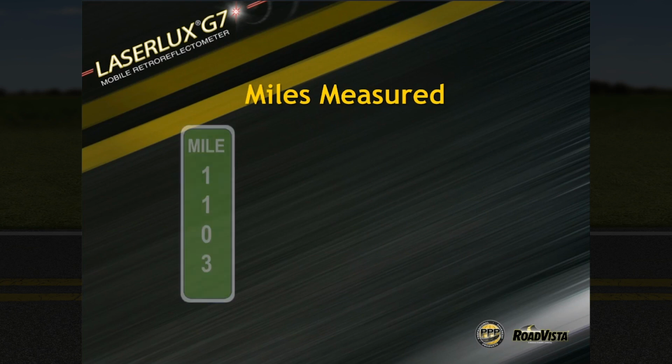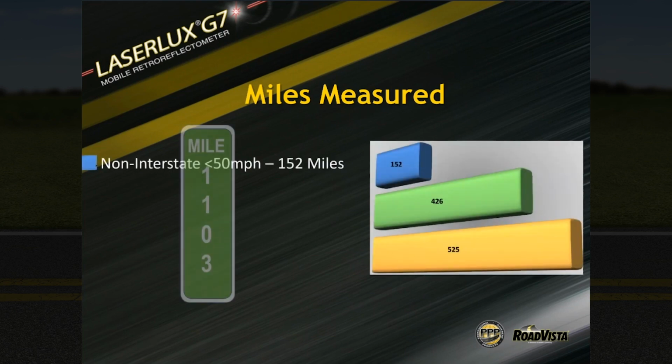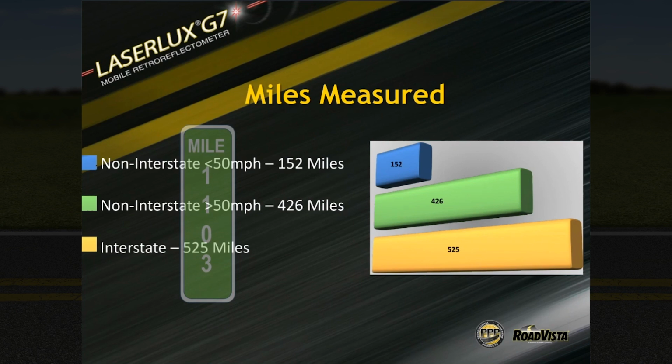So miles measured, as I said, was about 1,100 miles. 152 of those miles were under 50 miles an hour, 426 were over 50 miles an hour, and 525 miles were interstate miles. The majority of our assessment took place in Georgia, North Carolina, and South Carolina. We had some great sampling from those states. We had some small sampling out of Virginia and Florida. Florida, because we started only about 50 miles outside of the Georgia state border, and Virginia, the primary reason we had so few readings was because it started raining on us.